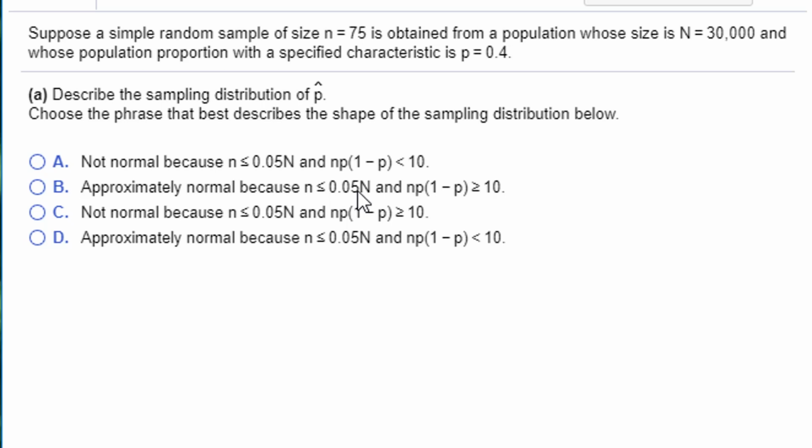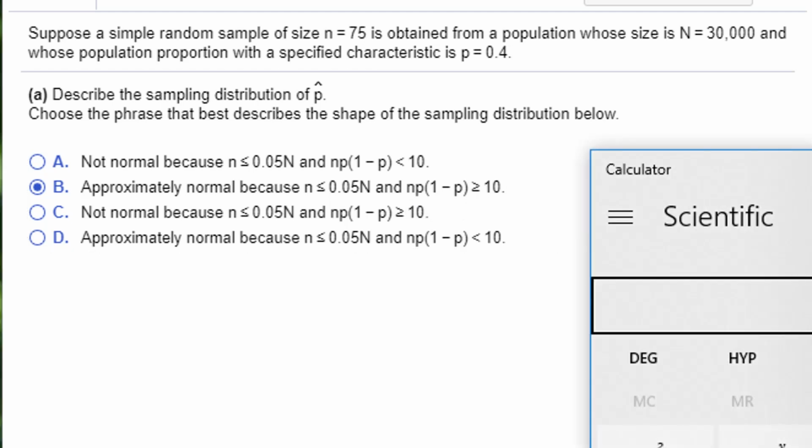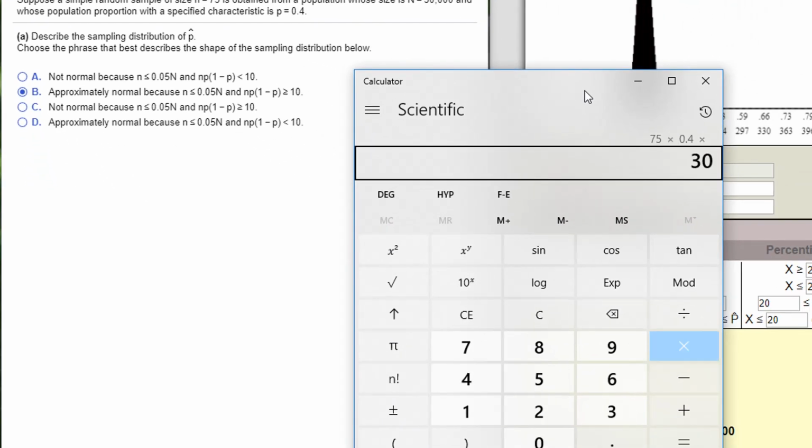And with a p of 0.4, I'm sure that n times p times 1 minus p is going to be greater than or equal to 10. Let's just double check it just in case you're not convinced. 75 times 0.4 times 0.6 is 18. It's bigger than 10.